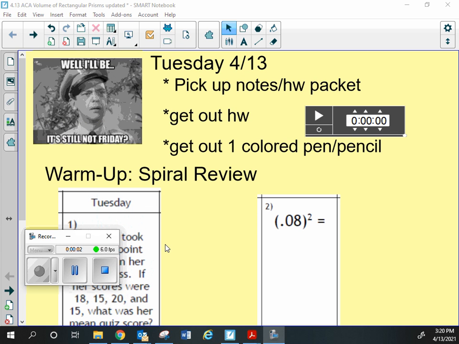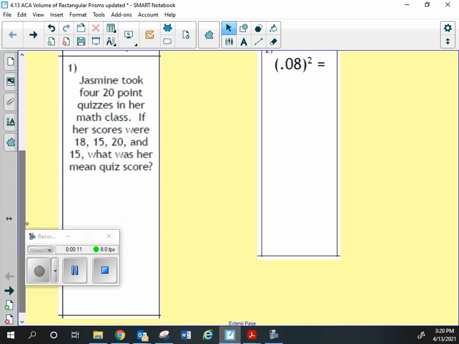All right, this is ACA Tuesday, 413, talking about rectangular prisms. This is the warm-up. Let me scroll down. If you haven't done this already, pause and then play when you're ready.